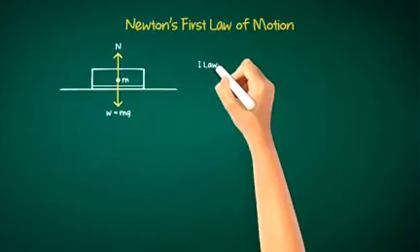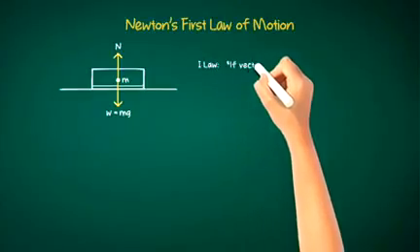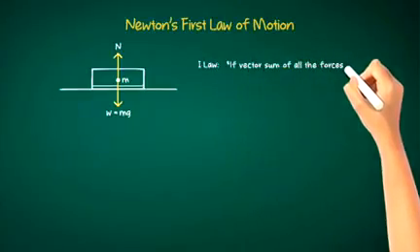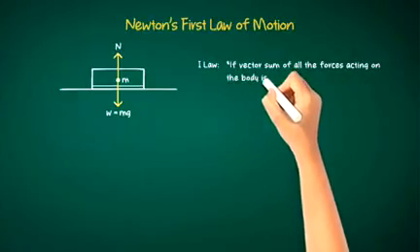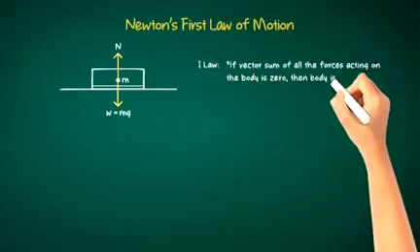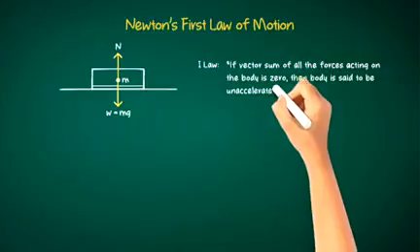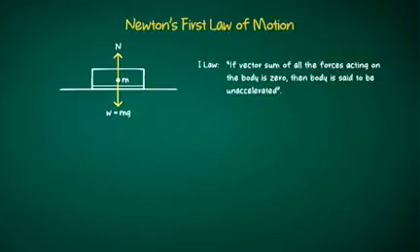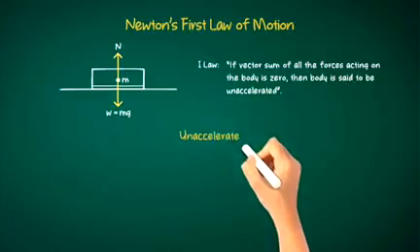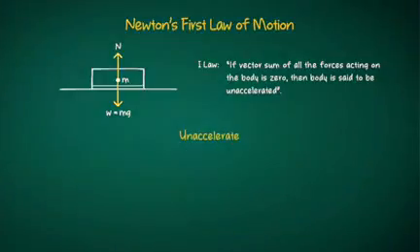Newton's first law states that if vector sum of all the forces acting on the body is 0, then the body is said to be unaccelerated. Let's see what unaccelerated means.